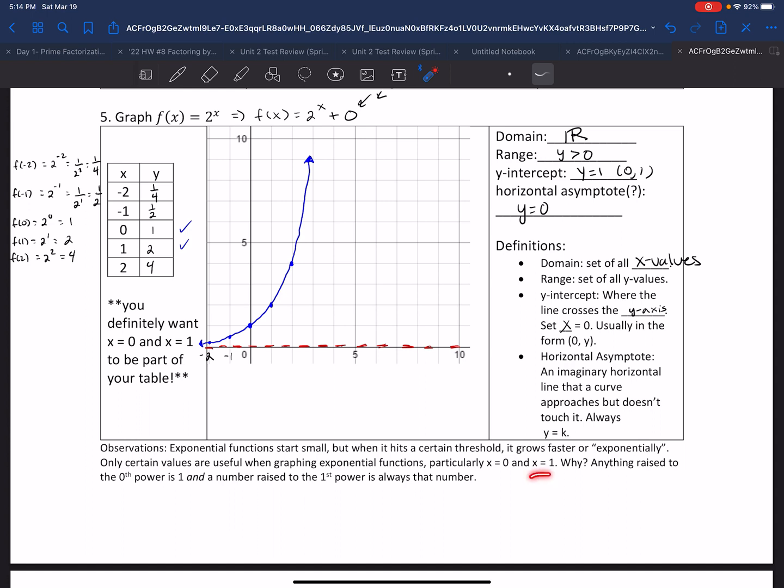And then x is equal to 1. Why? Because if you are given 2 to the first power, then that's just 2. If you change your base and make it 3 to the first power, it's just 3, right? If you have a base raised to the first power, it's always going to be that base. So that's why it's easier to use x equals 0 and x equals 1 as your inputs.